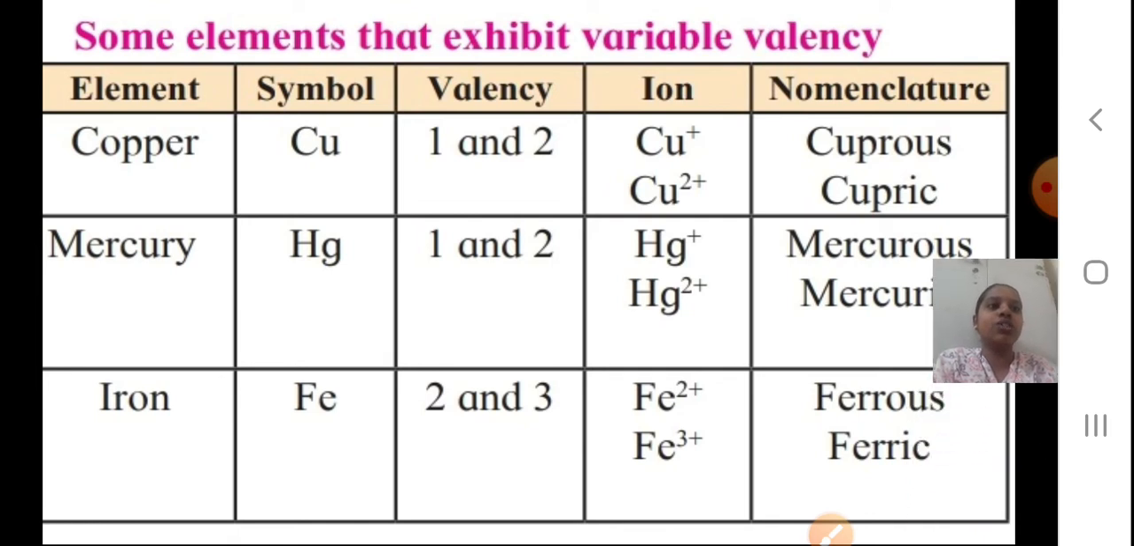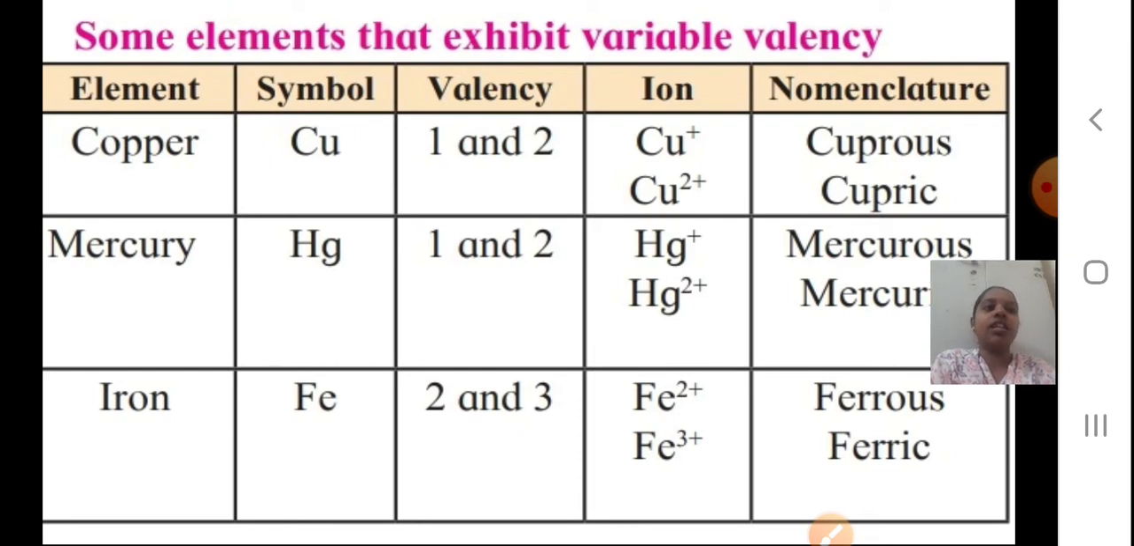Yes, this is ferric. So as the number of electrons varies, the names of the compounds formed also vary. Okay, students, did you understand this? I hope you understood that some elements can show variable valency.